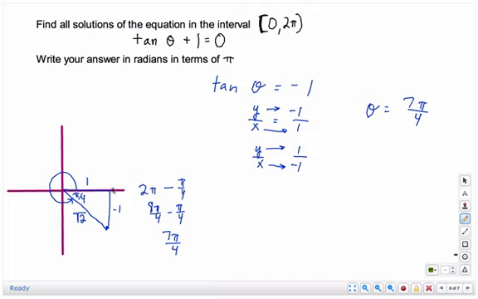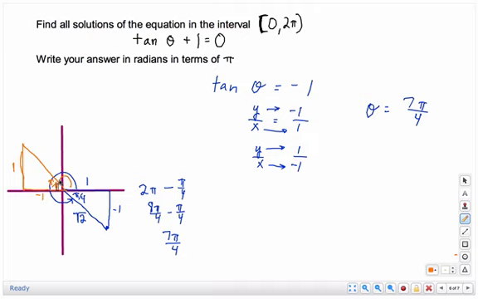Now let's go ahead and look at this second case. So if x is a negative 1, it's out this way, and y is a positive 1, it's going to be up, oops, pretend like that's a straight line. Here's my reference triangle. Okay, so I'm going to have a pi over 4, same thing. This is 45, 45, 90, so pi over 4 reference angle.